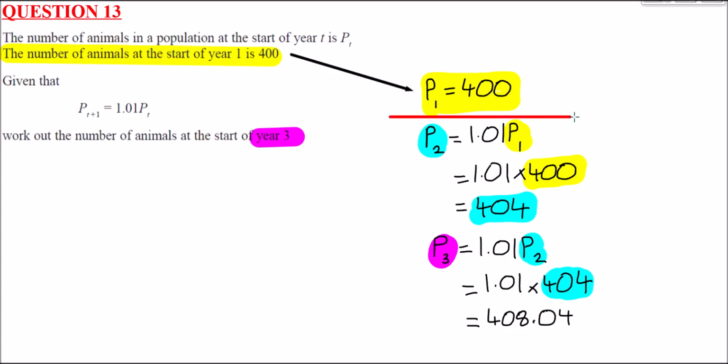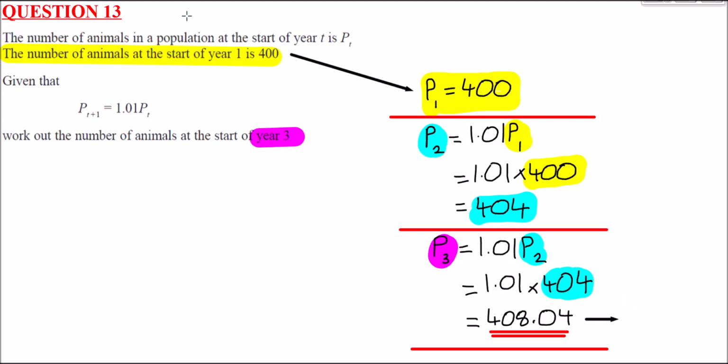So to sum up, we've got 3 steps. So the first case is P1, and then we had P2, and finally P3, which is 408.04. But then we can conclude with this, that actually because we can't have 0.04 of an animal, the number of animals we'd have would be 408 animals. So that's all there is to that one.